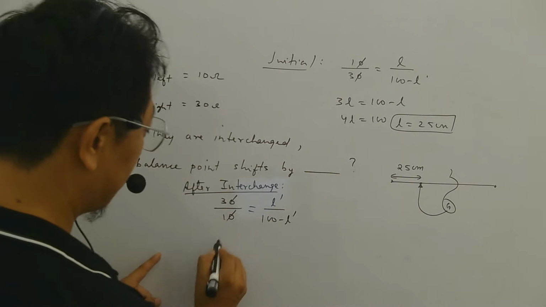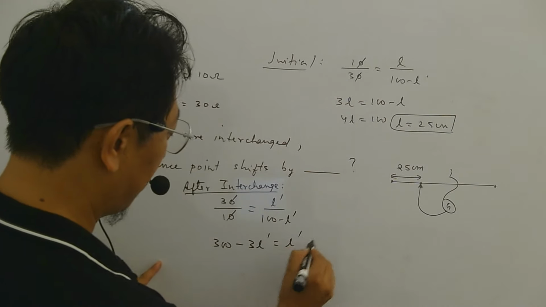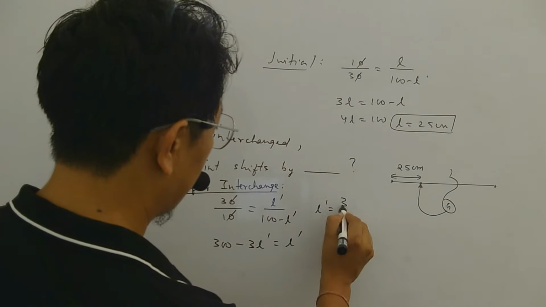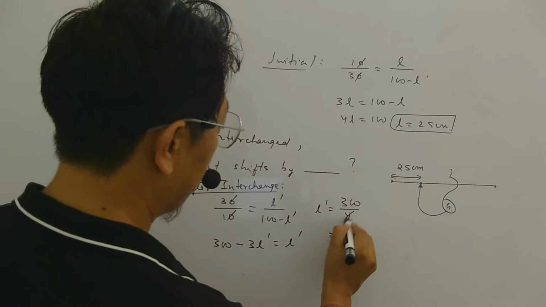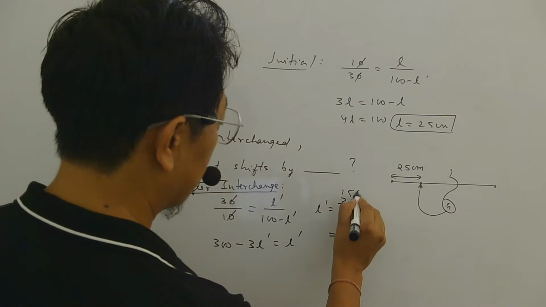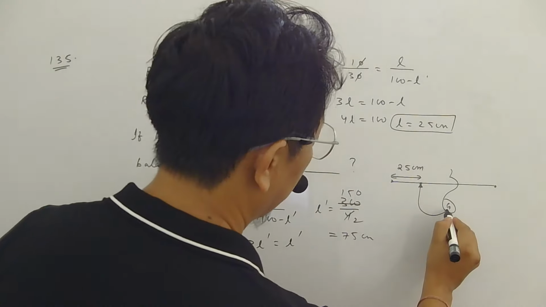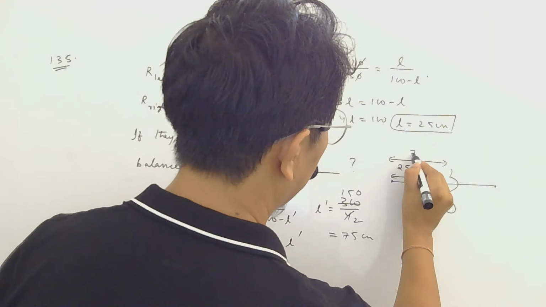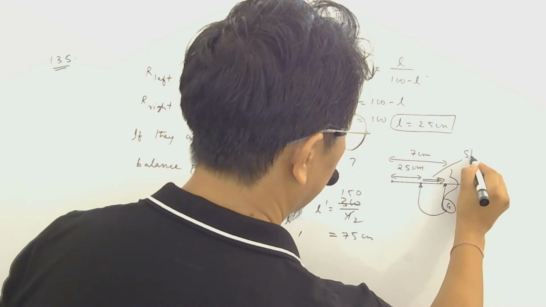So now if you simplify again, 300 minus 3L dash will be L dash. So this will be 4L dash. So L dash will be 300 by 4. So that will give you, 4 times 7 is 28, 4 times 5 is 20, so 75. So now the balance length is coming to 75 centimeter. So this is the shift, isn't it?